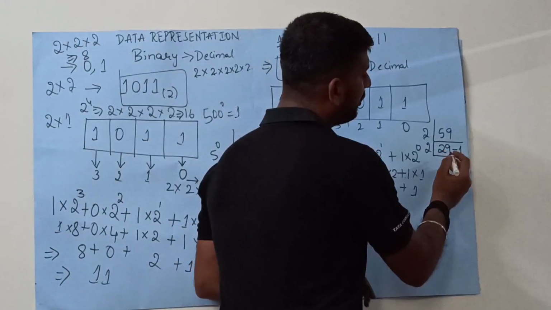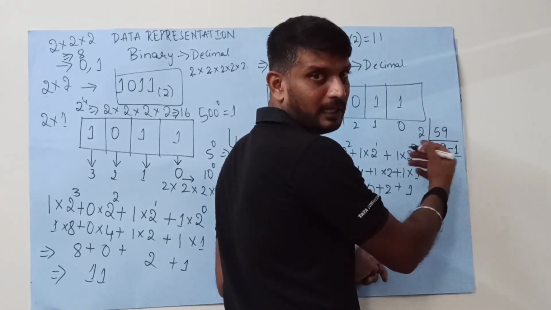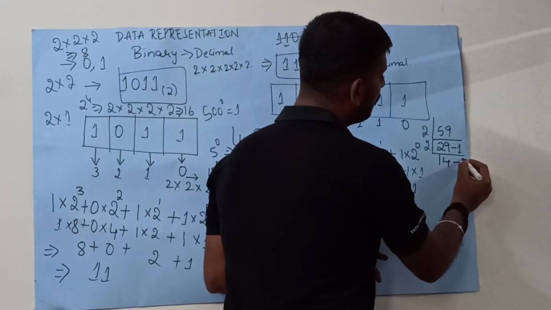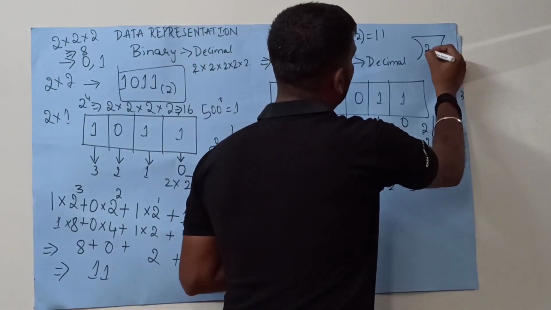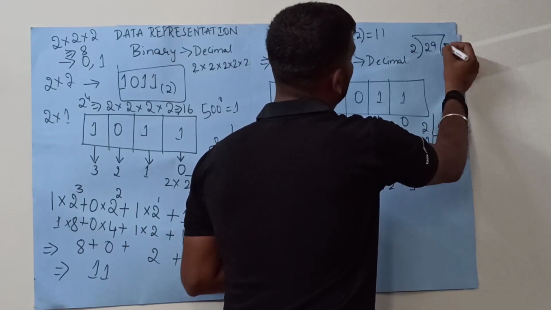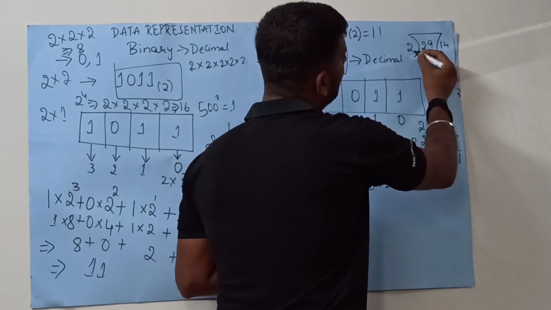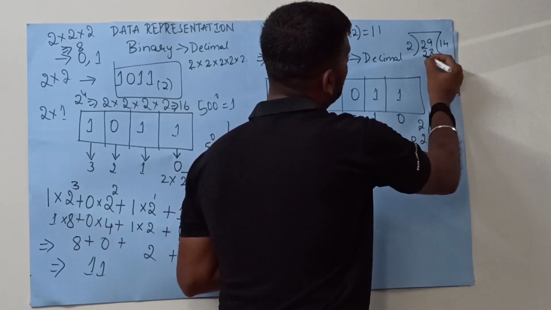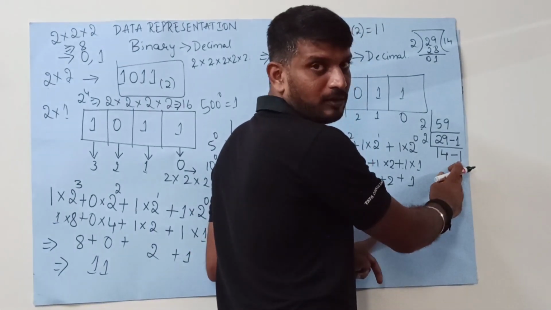Again, if I divide 29 by 2, I can divide it 14 times. The remainder will be equal to 1. I am showing this in this particular way: 29 to 14. You can divide 29 by 2 14 times, so the remainder will be equal to 1. So I am writing the remainder over here.